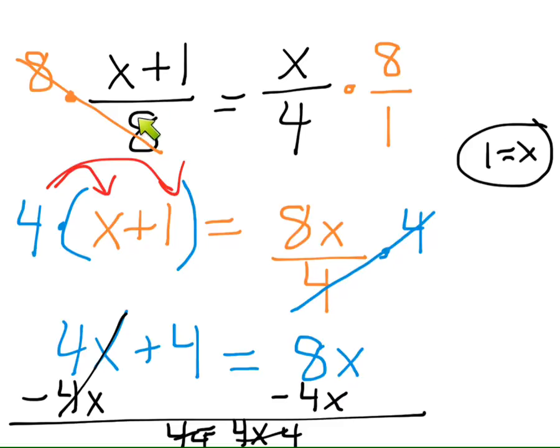If I wanted to check my answer, 1 plus 1 is 2. That's 2 over 8, which simplifies to 1/4. If I plugged in 1 here, that'd be 1/4. I'd get 1/4 equals 1/4, so that is true.